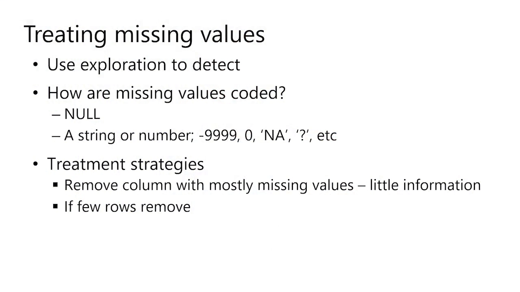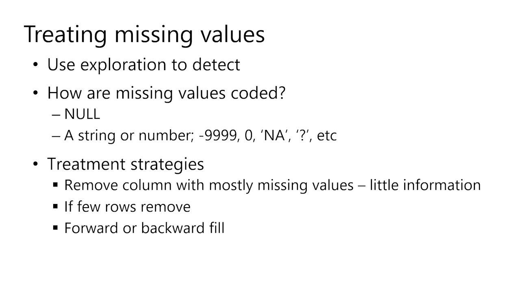If it's just a few rows, say you've got thousands of cases and only 5 rows have missing values in them, maybe it's better just to not think about it and just get rid of those 5 rows, or a small percentage of rows. That might just be the easiest thing to do, the safest thing to do.